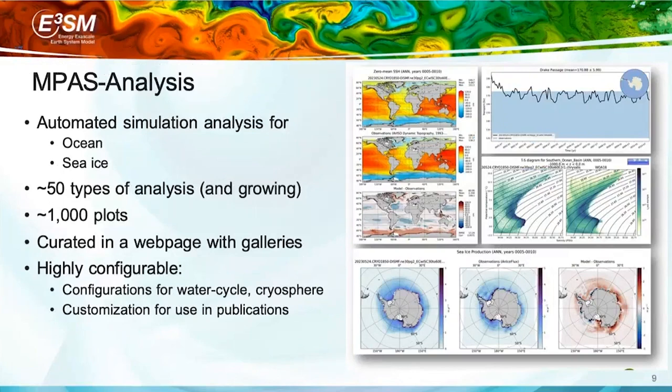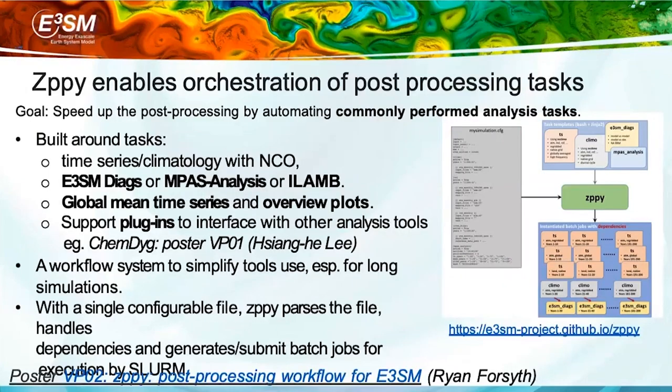It's a modern Python program that will take the output from the model, the monthly histories and another time series, and generate climatologies and plots. It does over 50 types of analyses and growing, over 1,000 plots. Like E3SM Diags, the output is a web page with galleries of plots, and it's also very highly configurable.